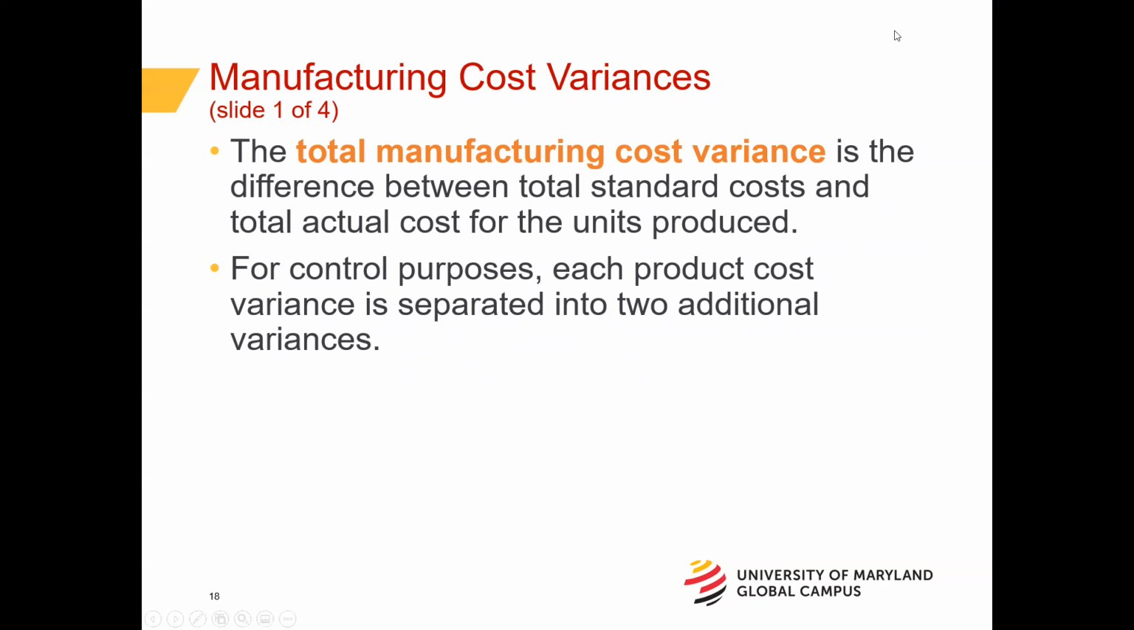Let's talk about total manufacturing cost variance. It's the difference between the total standard and the total actual cost for the units produced. For control purposes, each product cost variance is separated into two additional variances. This is where it gets a little bit more complex.